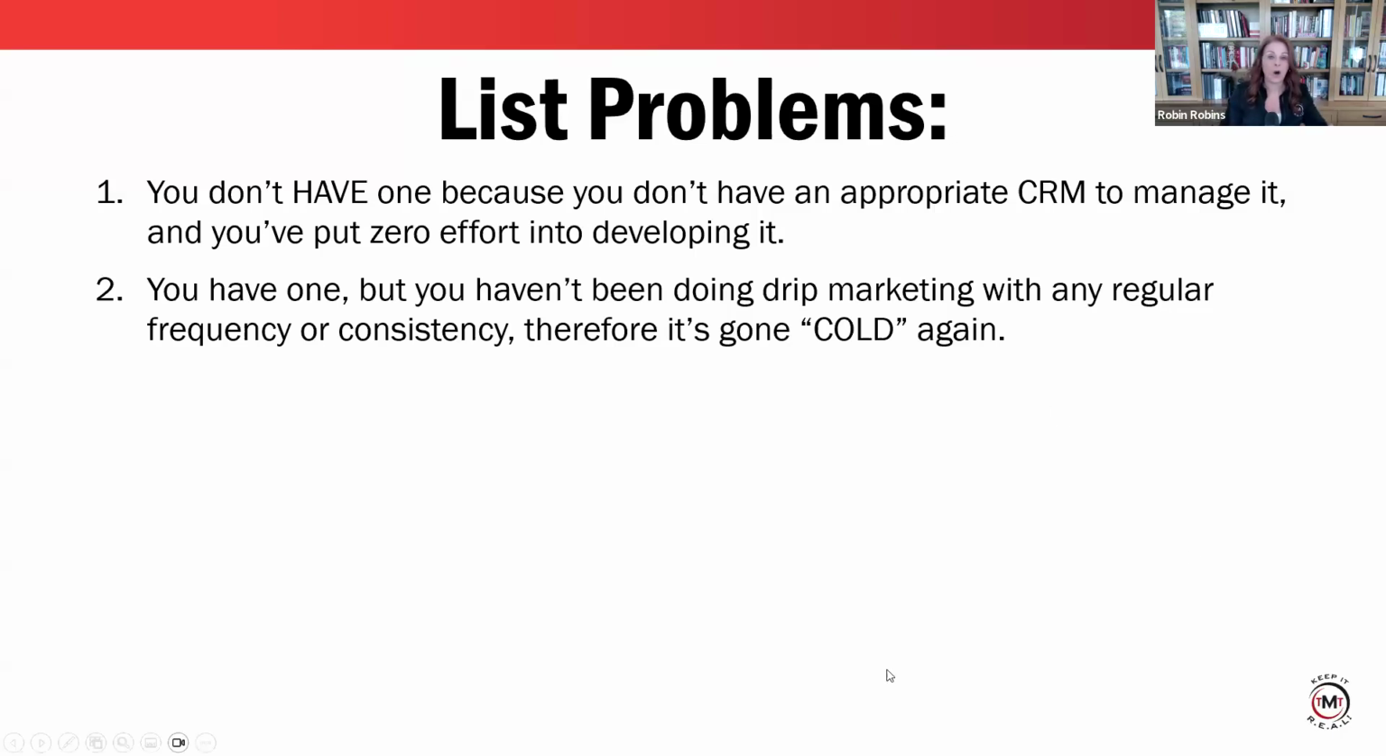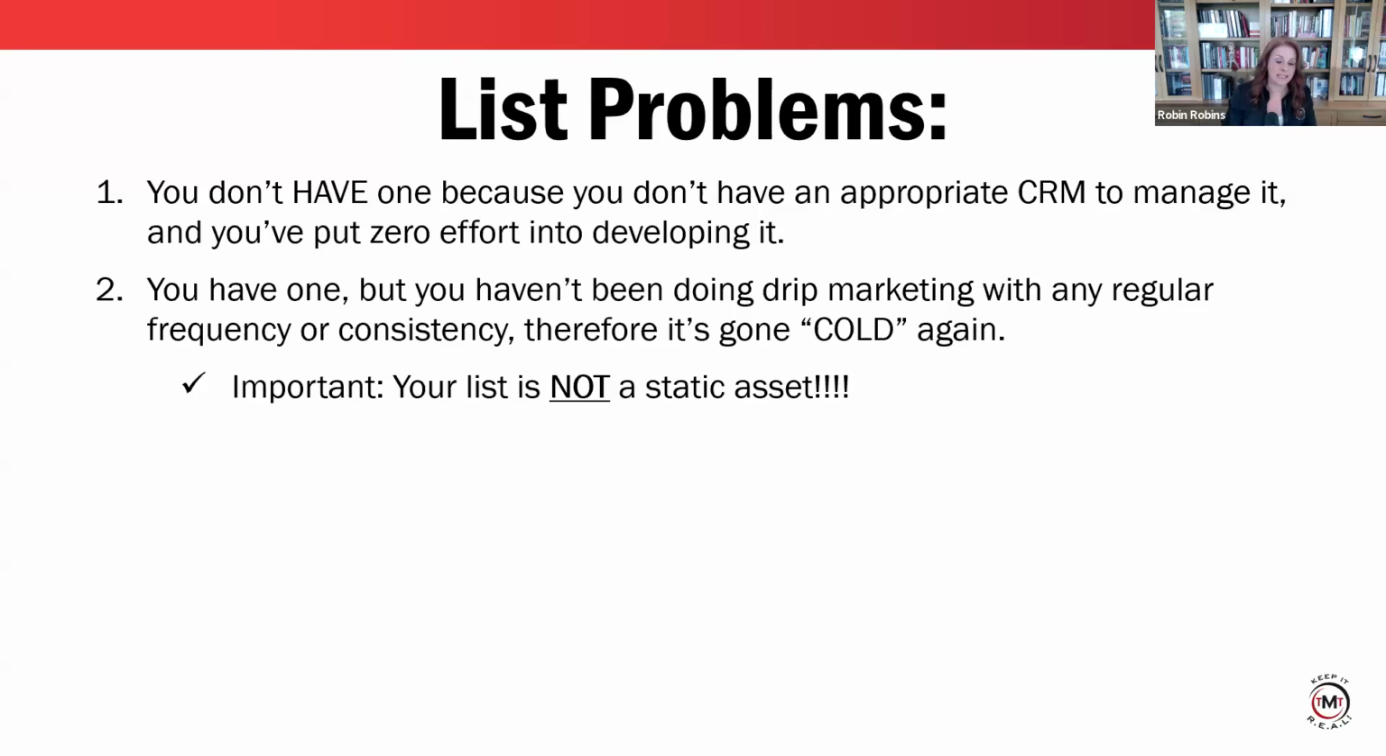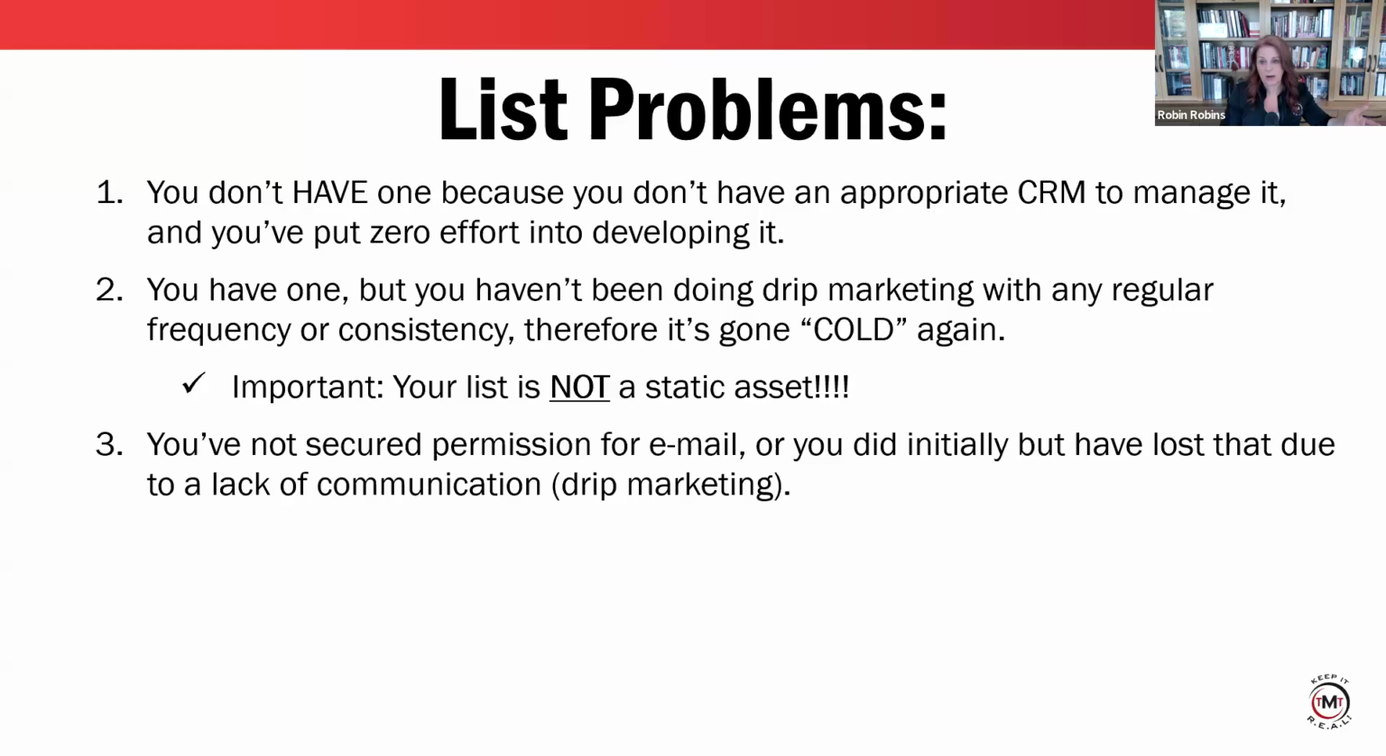So your list has gone cold again because your list is not a static asset. If you aren't marketing to your list at least every other week, we recommend once a week, doing a blog post or an email or something. If you're not doing drip marketing, your list gets colder and colder and colder, and then your delivery rates go down as well. Sometimes you haven't secured permission for email, or you did initially, but then you lost the permission because you have not been emailing them. And you don't want to just randomly out of the blue start emailing somebody you haven't talked to in 20 years because they're going to think you're a spammer.